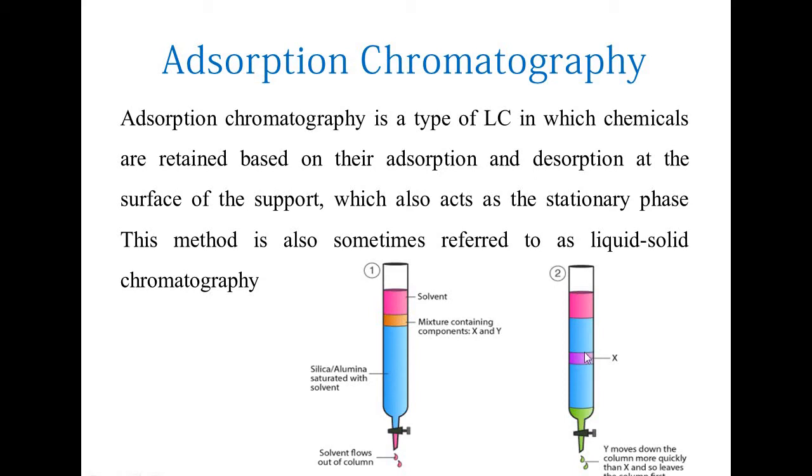So we can say X is adsorbed here and Y is not adsorbed on the stationary phase, therefore it is eluted first. I just repeat, the mixture contains two components X and Y, and as we see in the result, the X component gets bound, or you can say adsorbed, on the stationary phase, and Y is a component which is not adsorbed on the stationary phase, so it is eluted.